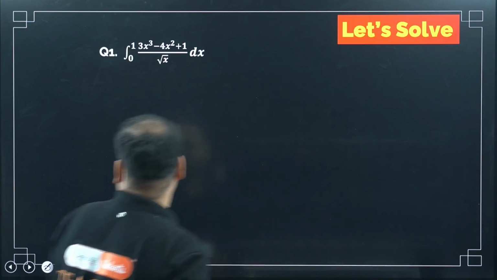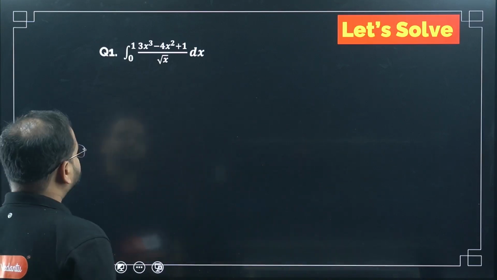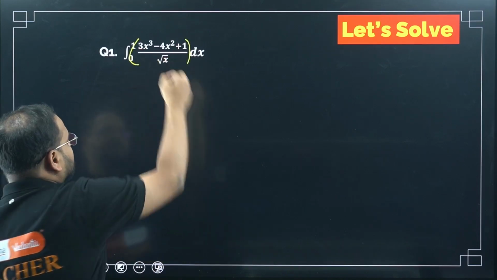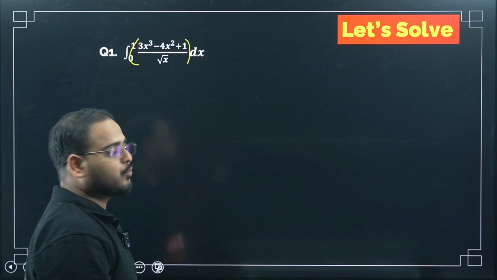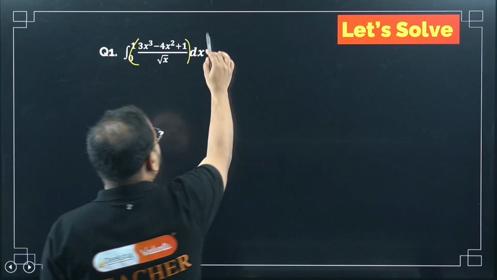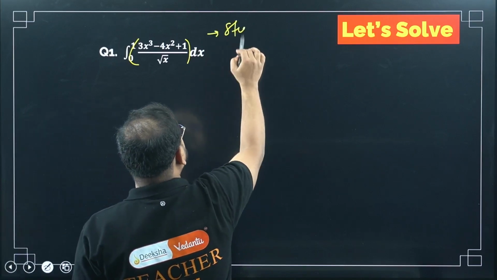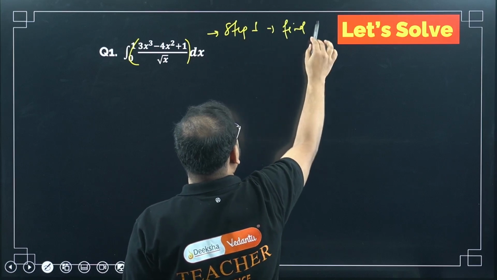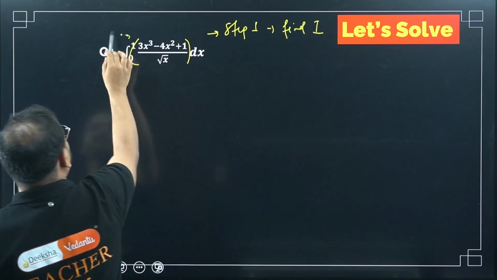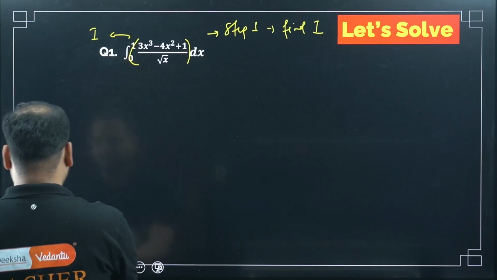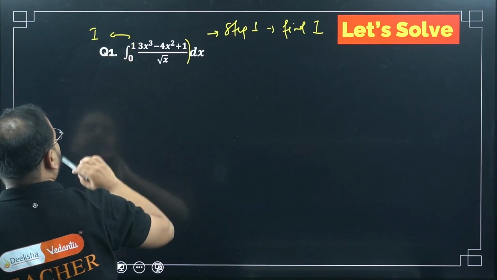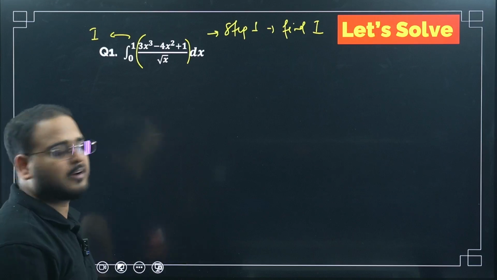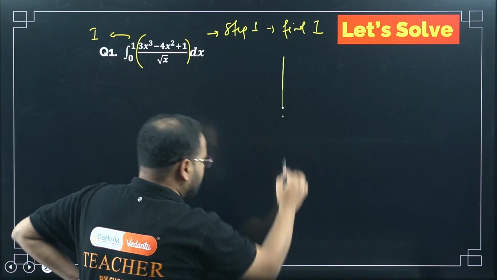So let's see this. First question: the integral of this function between 0 to 1. How will I take this? My step 1, if you remember, is to find I. If I take this integral to be I, my first step is to find this integration for the function.